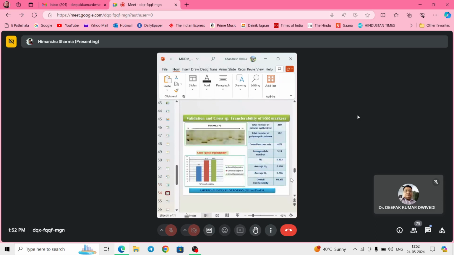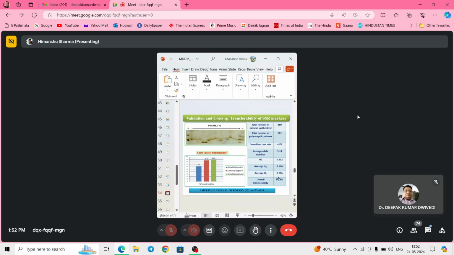After that, this is the pure genetic fingerprinting work. From these 6,000 markers we have characterized, we synthesized approximately 280 markers, and from that we got 112 markers which are polymorphic, and we have characterized them in 18 samples of tea.